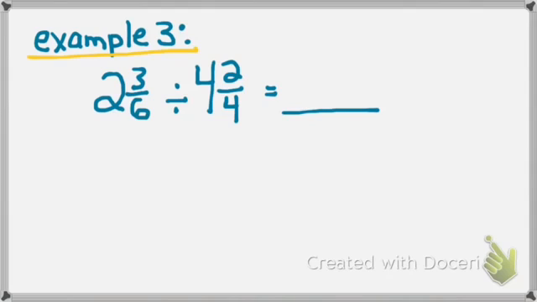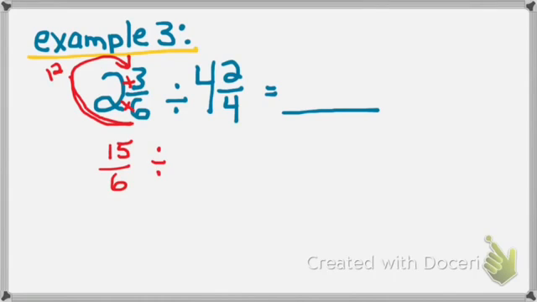And finally, we have example 3, 2 and 3/6 divided by 4 and 2/4. Again, I see mixed numbers. I first need to change that to improper fractions. So I'm going to do my C for changes. Learned how to add before I learned how to multiply. 2 times 6 is 12, plus 3 is 15. So this is going to turn into 15/6.